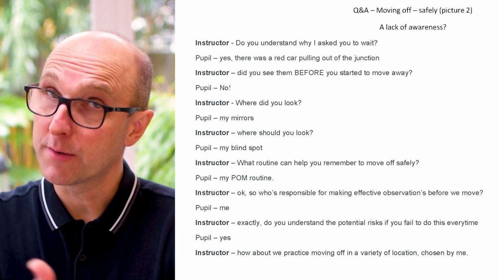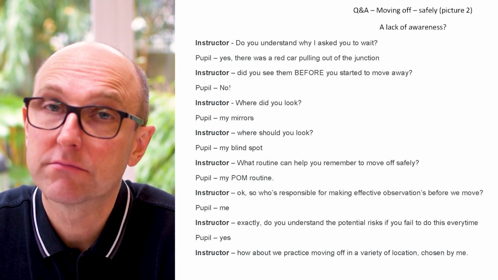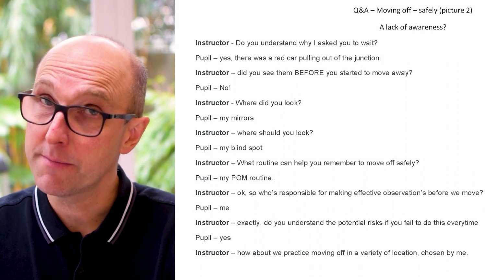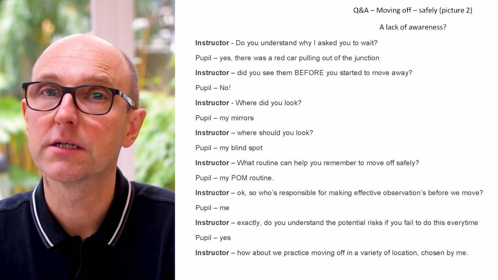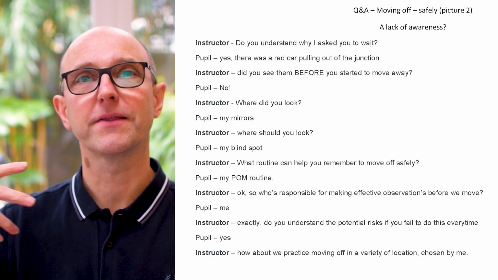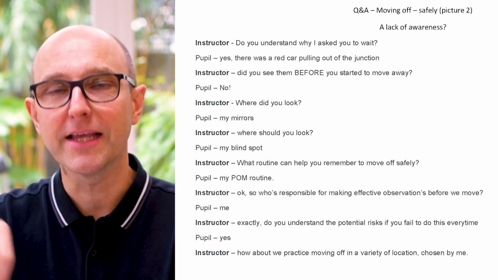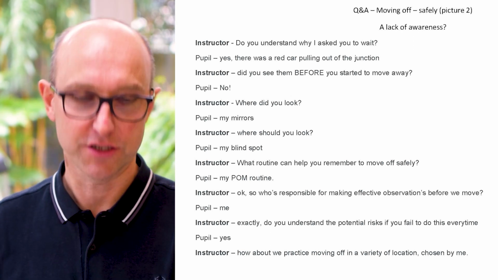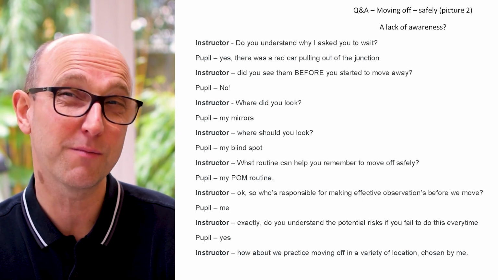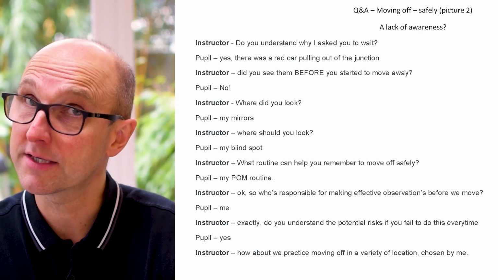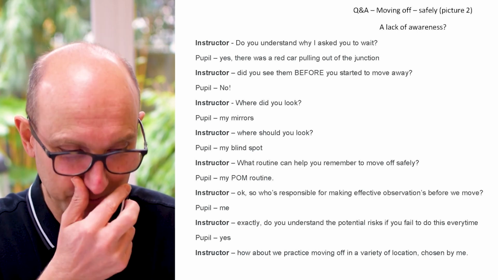Okay, so I would say back to them, okay, where did you look? And if they say, well, yeah, I checked in my mirrors. Okay, where else should you look? So they've not checked the blind spot. So I'm digging into that. They're not aware because they didn't check the blind spot. So yeah, where else should they look? And the pupil would say, well, my blind spot. So okay, so they've got understanding of what blind spot is.